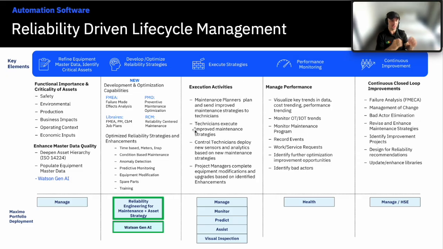That brings us to the third step in this overall process, which is how do we actually execute these strategies? So that's where we start leveraging these components within Maximo in order to do so. So how do we, for example, implement preventive maintenance and job plans and inspections? Well, you can do that through core Maximo.